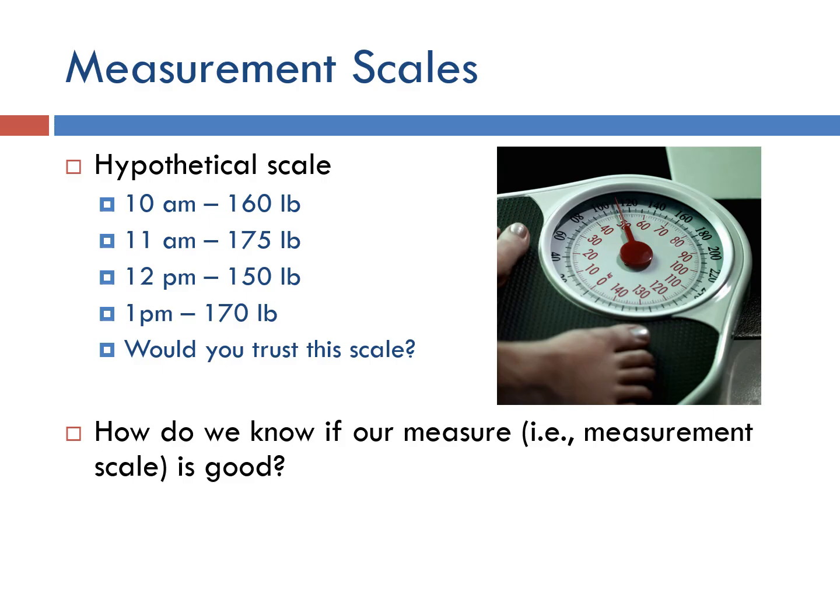So let's have this hypothetical situation where you have a scale in your bathroom, and when you go to stand on that scale to weigh yourself at 10 a.m. in the morning, it tells you maybe 160. But then when you go in at 11, it says 175, and at 12 it says 150, at 1 it says 170. Would you trust this scale giving you different measurements, or do you kind of expect the same thing?